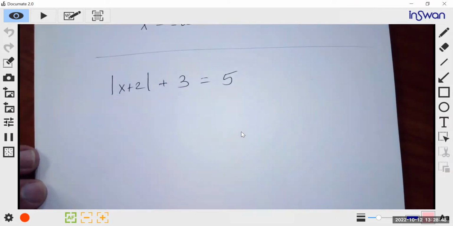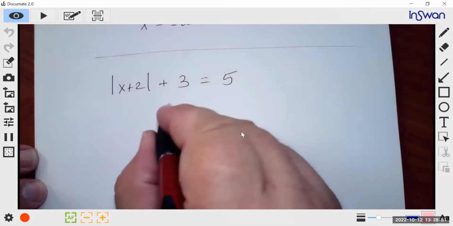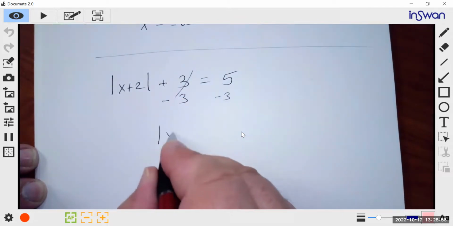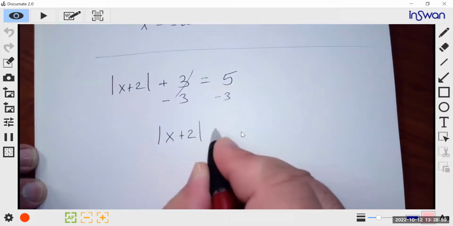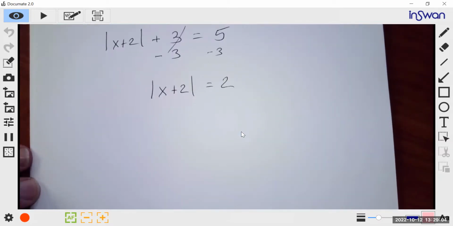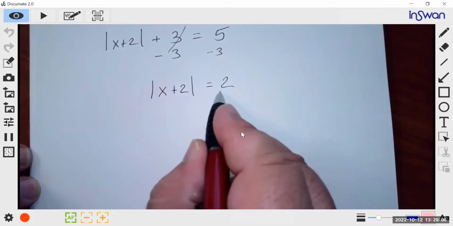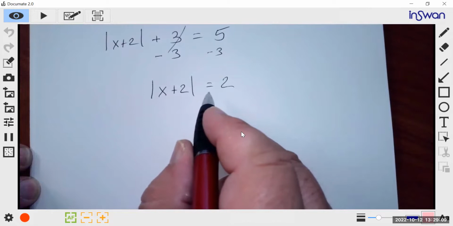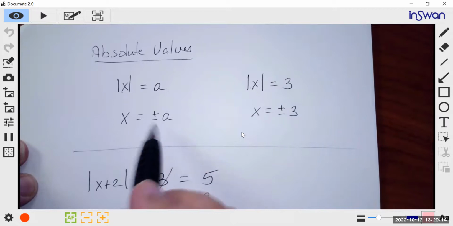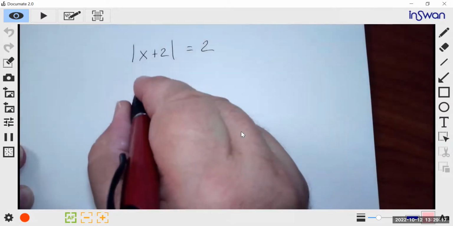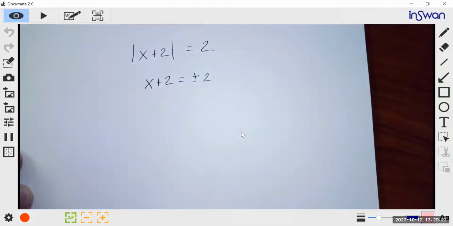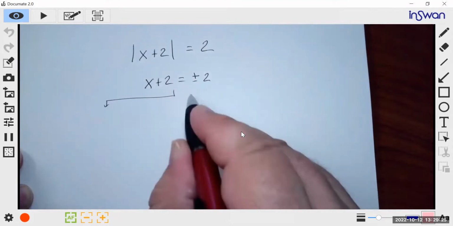You have to isolate the absolute value, so we get rid of the 3 first. Subtract 3 from both sides. If I drop the absolute value, what happens to the 2? If I drop the absolute value, what happens to the a? It becomes a positive or negative. So it can be a positive 2 or a negative 2. That's why you have to look at both of them.